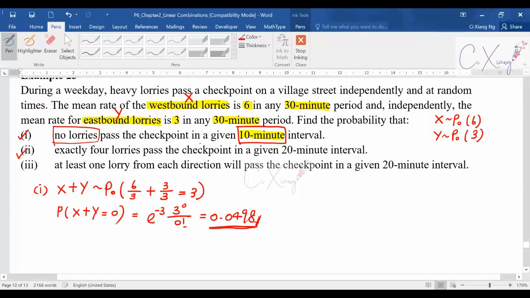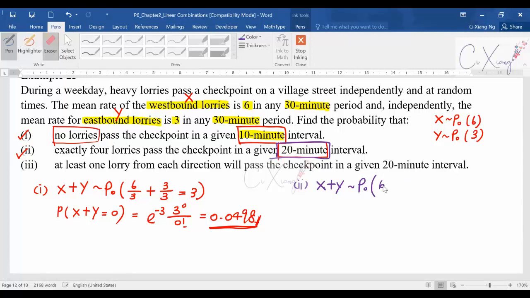Exactly 4 lorries pass by the checkpoint in a given 20 minutes interval. Okay, so for part number 2, how can we do it? All right, so again, you still need to change the mean. It is still Poisson. Now the time taken is a 20 minutes interval. Just now 6 is for 30 minutes. So you want to convert it into 20 minutes, what do you need to do? You take 6 multiplied by 2 divided by 3.